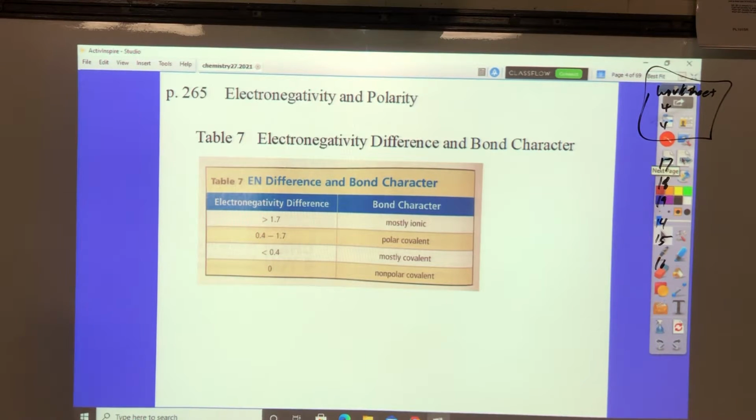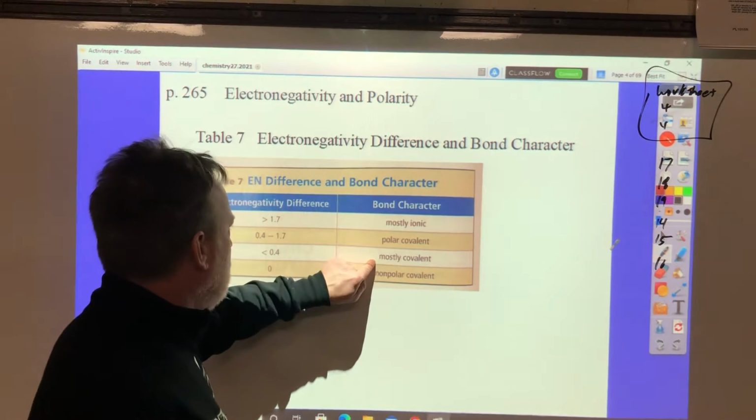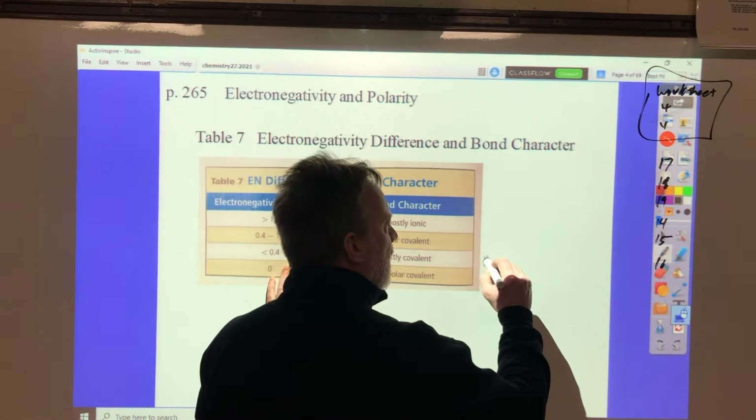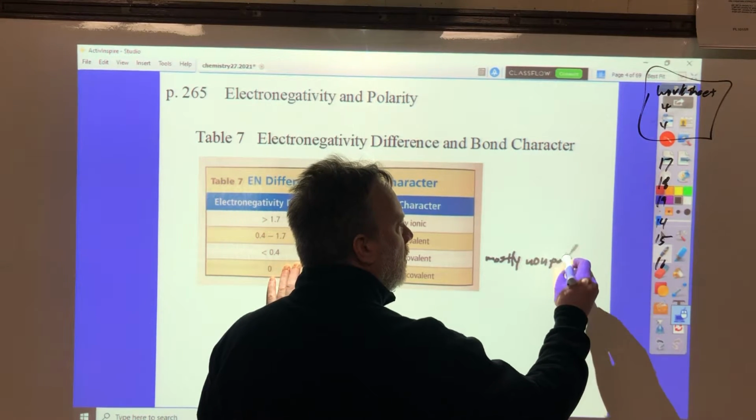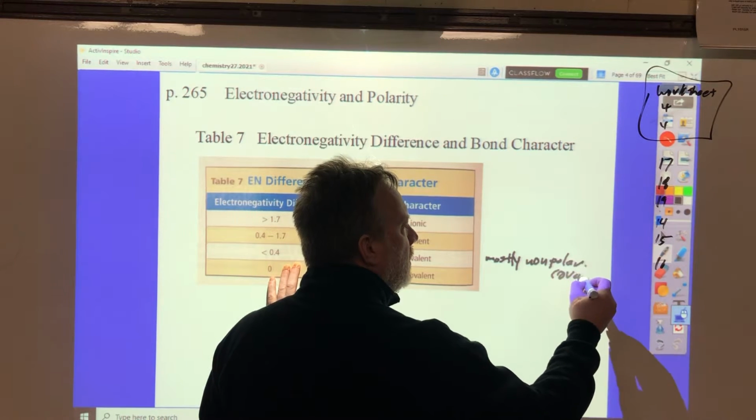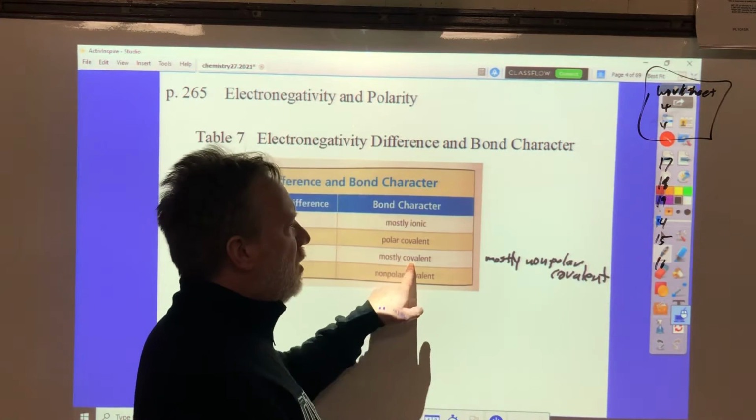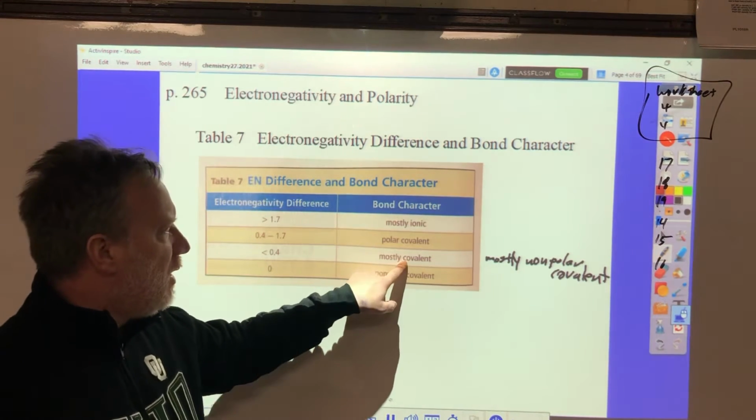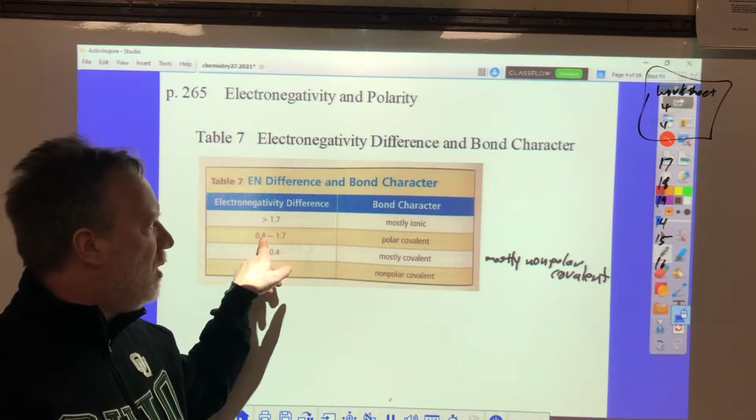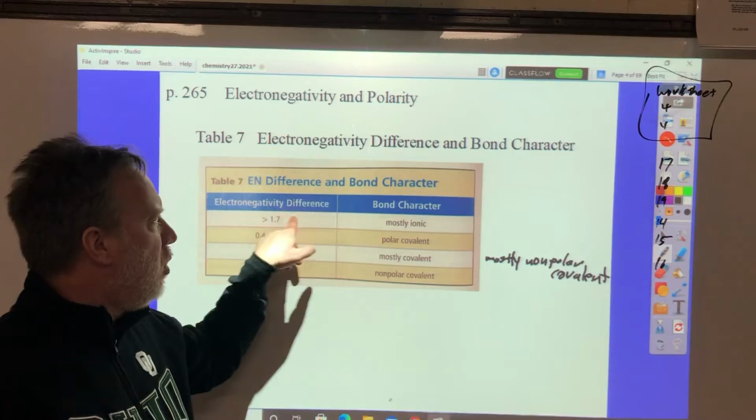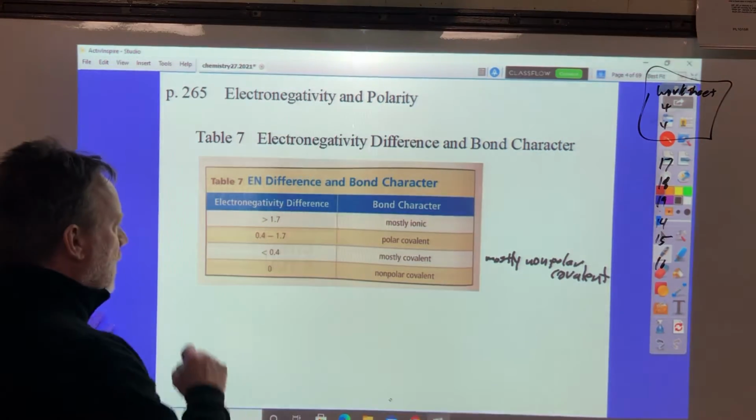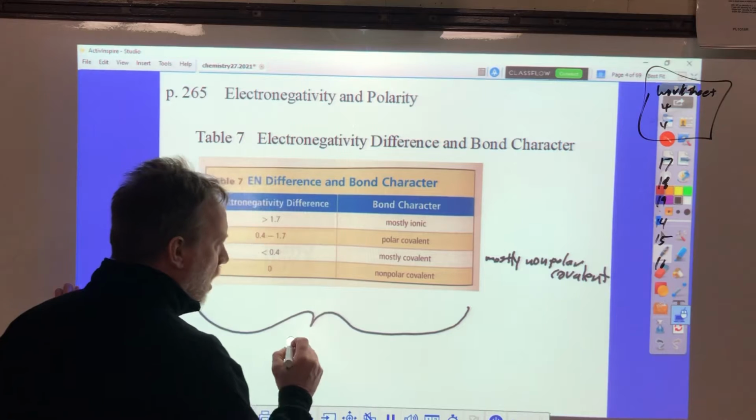So let me make a cutoff here. I disagree with how they have this. This should be nonpolar covalent. This should be mostly nonpolar covalent. It shouldn't be mostly covalent, it should be mostly nonpolar covalent. If it's more than 0.4 up to 1.7, it's polar covalent. And if it's 1.7 or greater, this is ionic. And this whole thing are predictions.